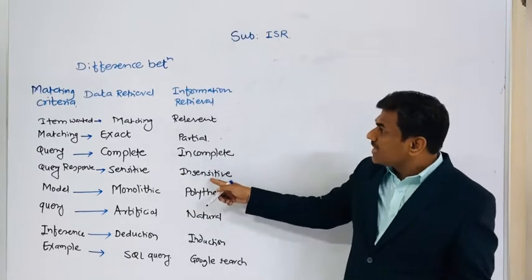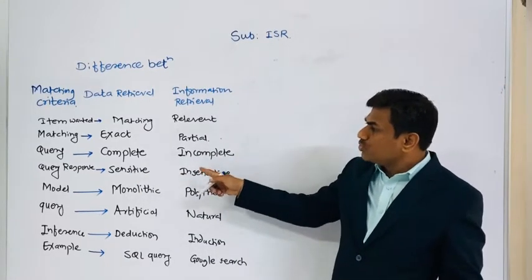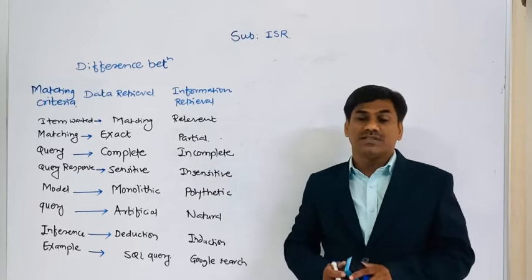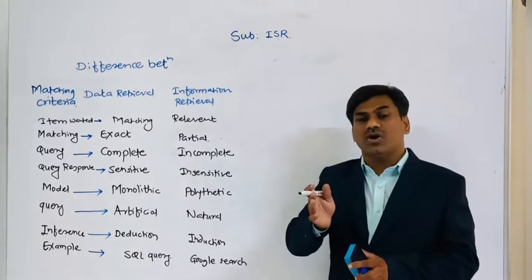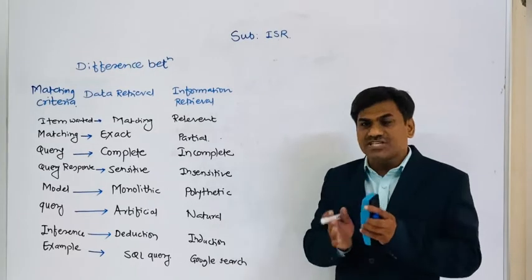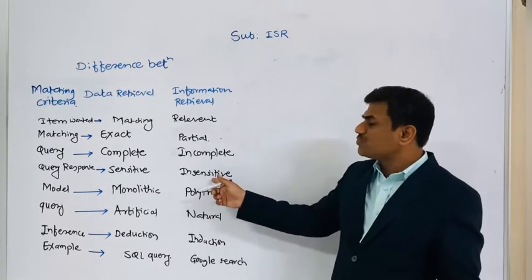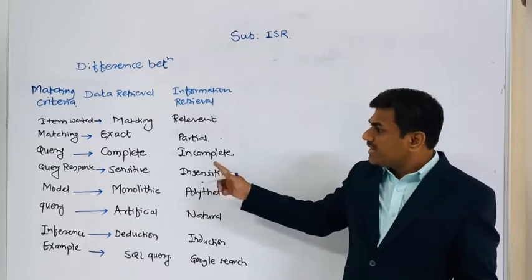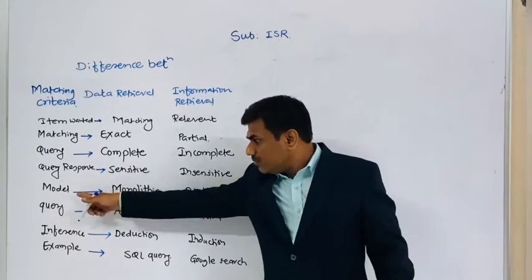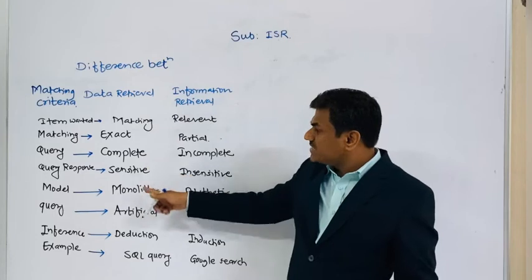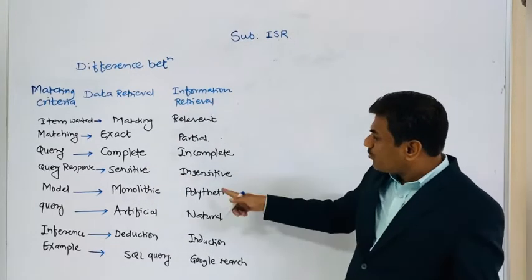But in information retrieval, though your query is wrong, then also for the wrong query your search engine provides you a somewhat relevant answer. So here the query response is insensitive. Next is model. DR is the monolithic model and IR is the polythetic model.